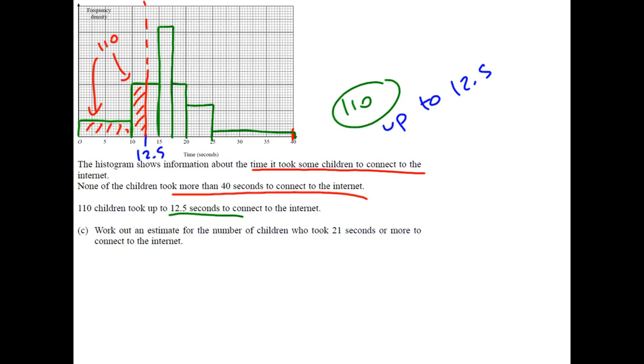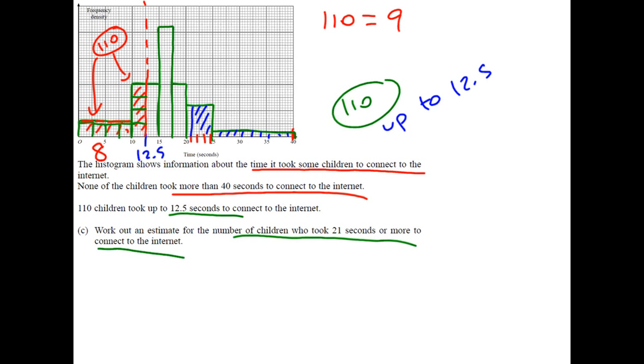Part C, work out an estimate for the number of children who took 21 seconds or more. So 21, again, this is literally testing my eyes here. We want to estimate how many people are up here. Okay, so let's get on with the job at hand. Can you see how many squares are here? We're going back to primary school here. Got 1, 2, 3, 4, 5, 6, 7, 8. And then there's these slivers here, look. 1, 2, 3, 4 slivers. So it's 8 full squares. And then I'd say each of these 4 slivers is a quarter. So it's 9 squares altogether. So 110 is 9 squares. Very primary school maths, I know, but it'll do the job.